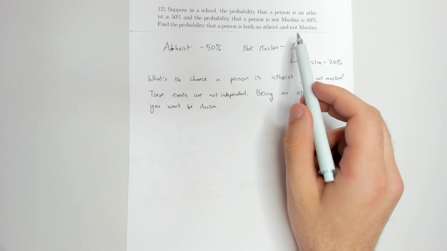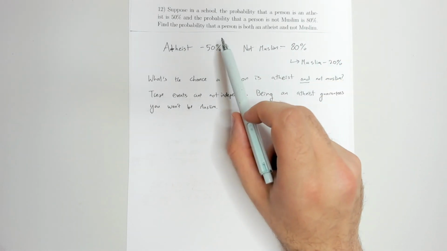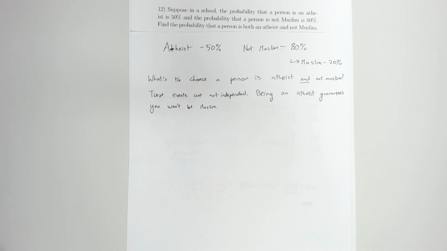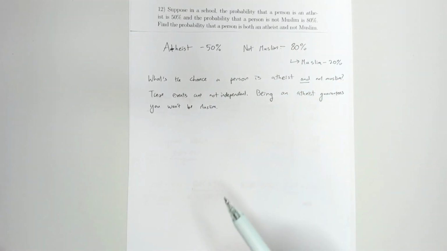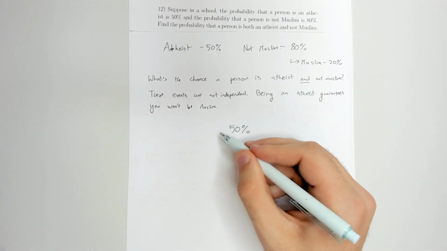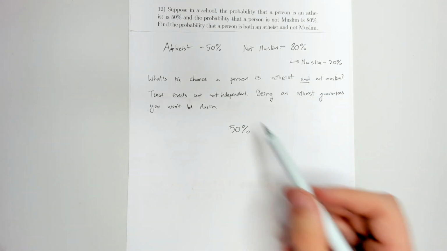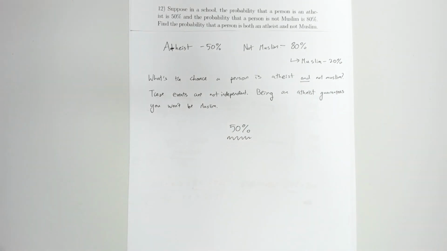However, being not Muslim doesn't guarantee you're an atheist, right? If you're not Muslim, maybe you're a Christian or a Buddhist or something else, right? So being not a Muslim doesn't guarantee you're an atheist, but being an atheist guarantees that you're not a Muslim. What this means then is that the probability that you're both an atheist and not a Muslim is going to be 50%. Since this is the probability of being an atheist, and that also guarantees that you're not a Muslim if you're an atheist. So this is going to be our probability right there.